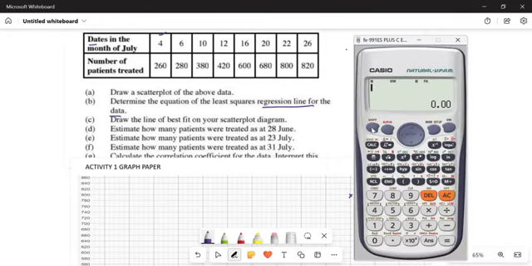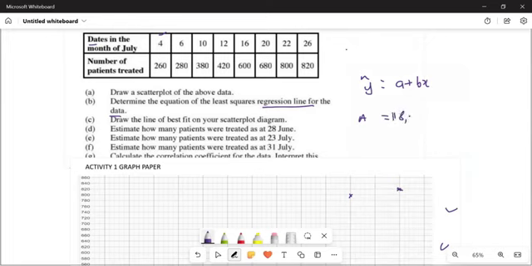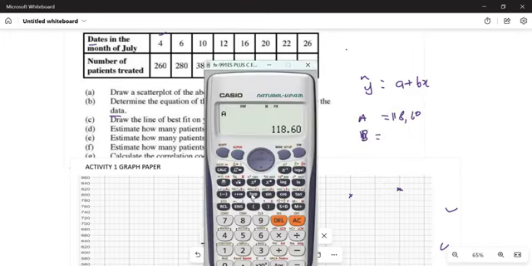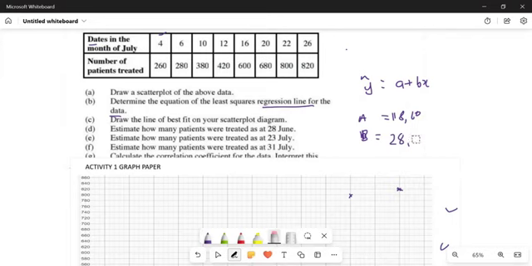Let's go and check. We press shift and then we press 1 again. And then we go to option number 5, which is reg. And then we press A equals. It says our A is going to be 118.60, like this. And then we go to B. What is our B? Okay, we press shift 1 again. And then we go to reg and then we press 2 equals again. It gives us 28.37.